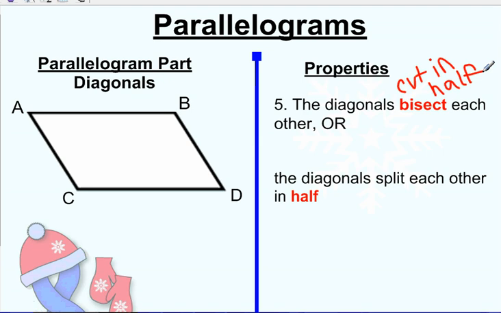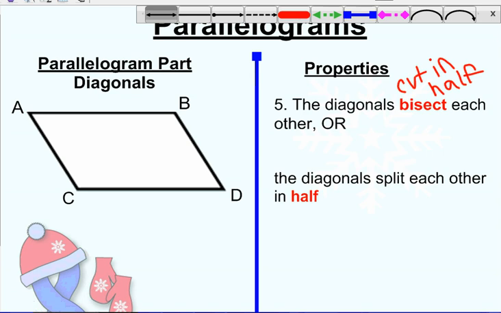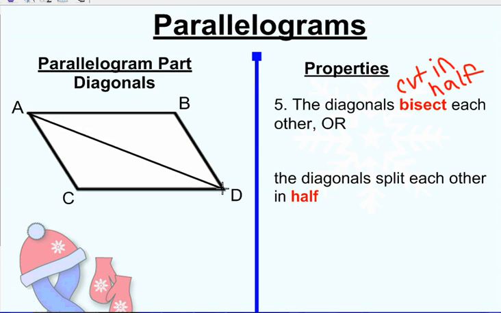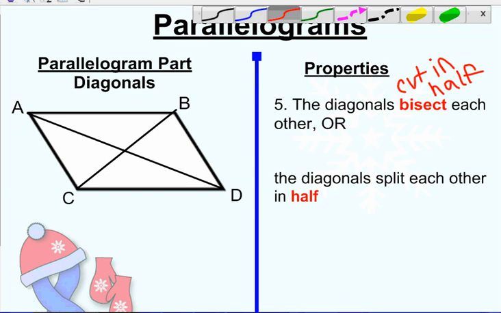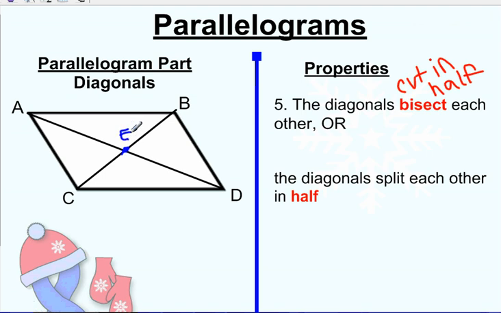Which is essentially meaning they're going to split each other in half, right? They're going to cut each other in half. So let me draw in my diagonals here. Okay, and they have now cut each other in half. So if I label this point here in the middle, A to E is going to be congruent to E to D, and C to E is congruent to E to B. They are not equal to each other, but they are equal to the pieces that have been cut in half. They do not all four pieces equal one another.